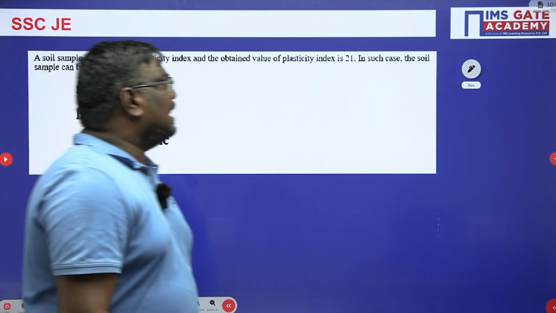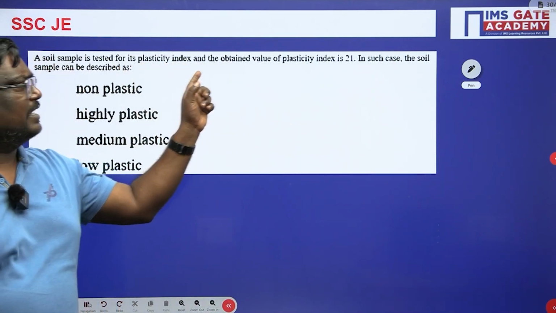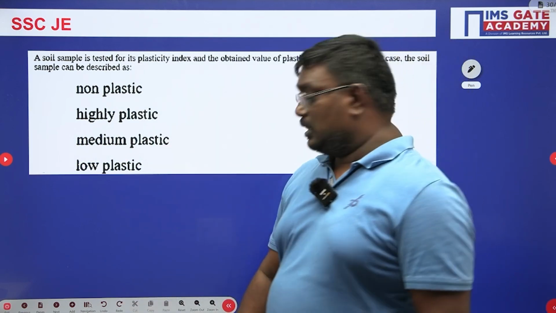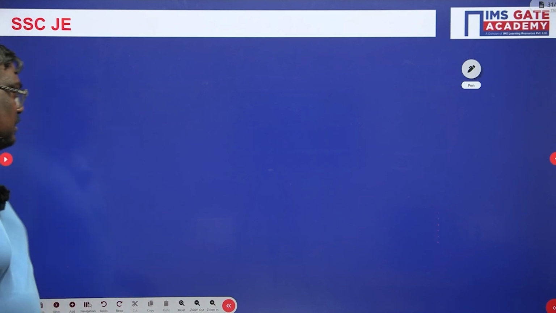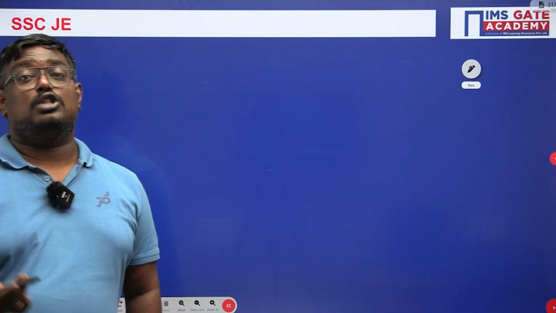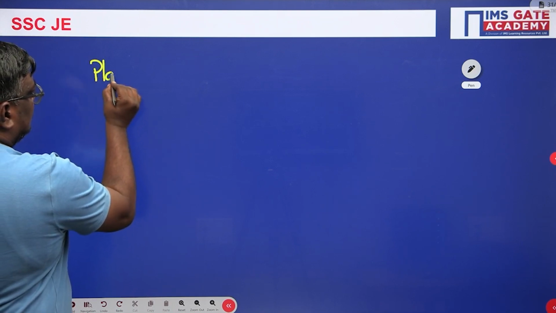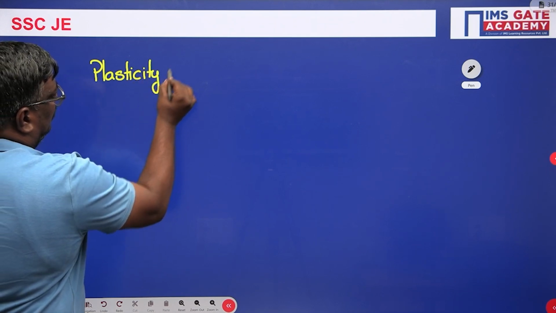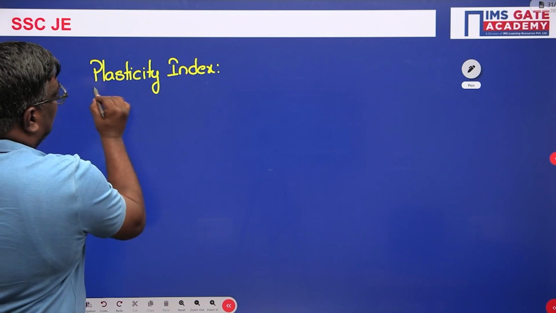Now, a soil sample is tested for plasticity index and the plasticity index is 21. What is the condition of the soil? Now, my dear students, let me tell you small things here, sir. The answer is straightforward, we can do it within a second. But you have to know the actual concept while solving this. Now, what do you mean by plasticity index? Remember, my dear students, plasticity index will give you an idea about the amount of clay in the soil.